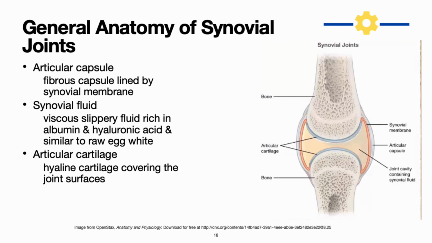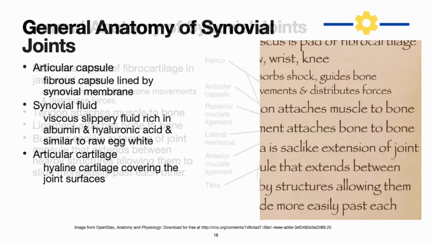The bones are also going to be covered with articular cartilage. So we don't have bone touching bone. We basically have this very smooth, somewhat spongy cartilage that lines the surface of the bones. Now it's just a thin layer, but it's much smoother than bone would be. So that, in combination with the synovial fluid, helps to decrease the friction between the bones when they move.